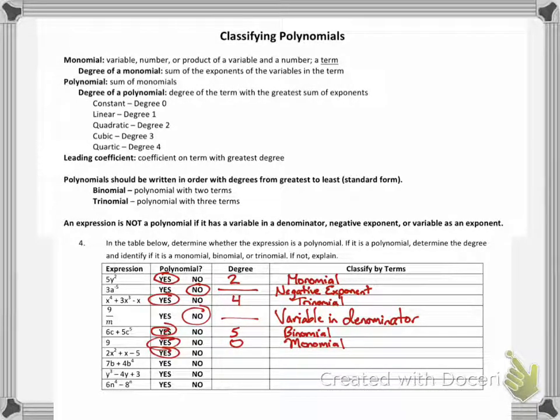Next example, another polynomial, has a degree of 2. There are 3 terms, so it's referred to as a trinomial. Eighth example is once again another polynomial. Highest exponent is 4, and it's made up of 2 terms, so here we have another binomial. The second to last example is another polynomial with a degree of 3. 3 terms, trinomial in this case. And our last example is not a polynomial. The reason being, variable is an exponent.